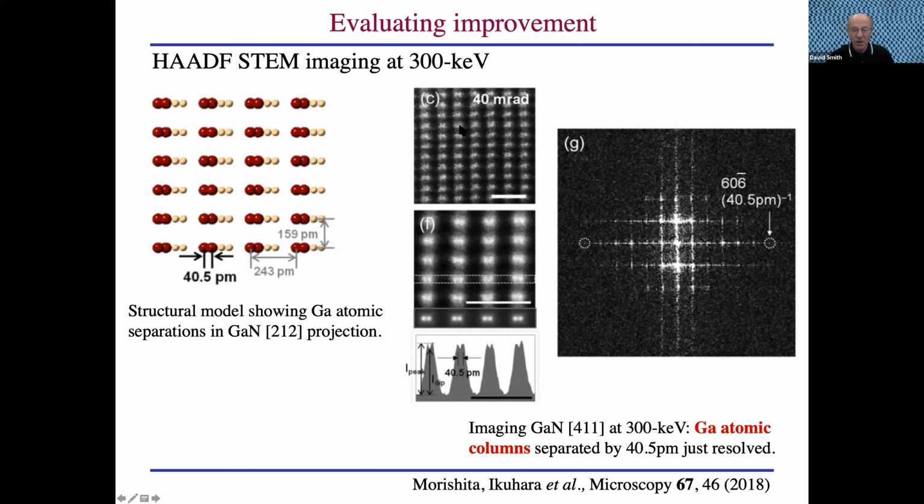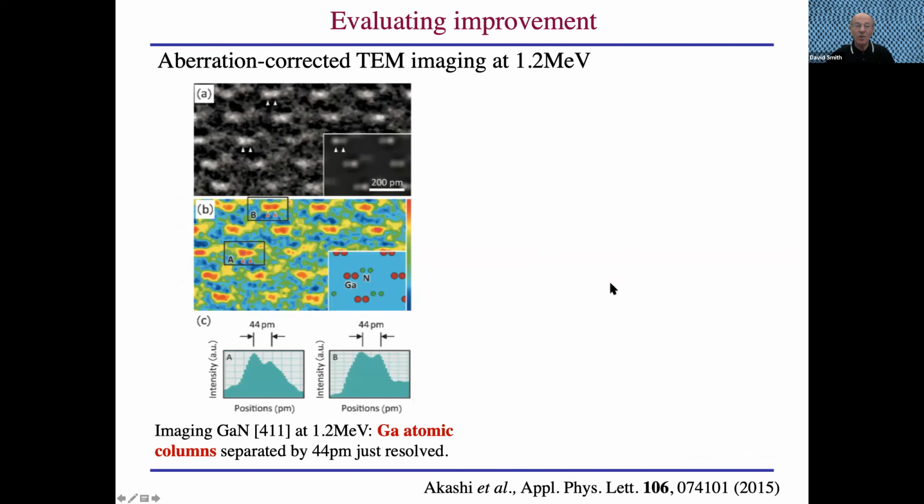Here is the initial image, a little bit of averaging going on here, and not quite the Rayleigh criterion, but at least according to the Sparrow criterion, maybe you can resolve the atomic columns of gallium. We're not seeing the nitrogen columns, but we are seeing the gallium columns. Okay, so what can you do in TEM?